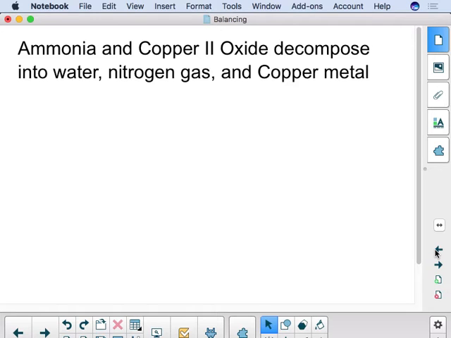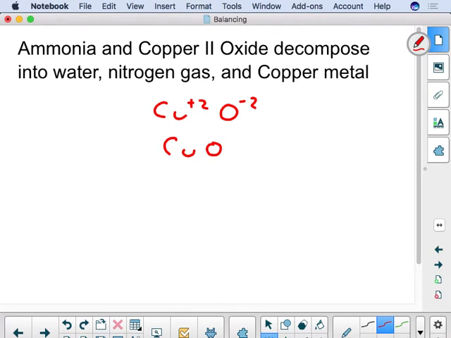Is it CuO2? For the reactant, would it be CuO or CuO2? Cu has a +2. Oxygen gets what kind of charge, Lily? Minus 2. Oh, so it should be CuO. Wait, so nitrogen gas is N2.